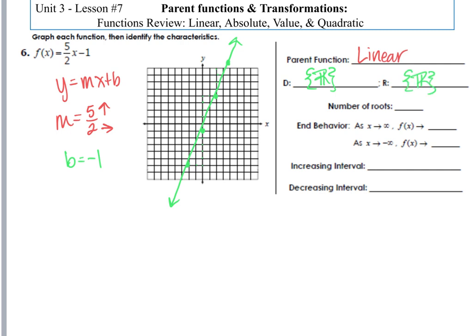How many roots do we have? How many times do we cross the x-axis? So I'm crossing the x-axis 1 time, and that's it. So there's 1 root.